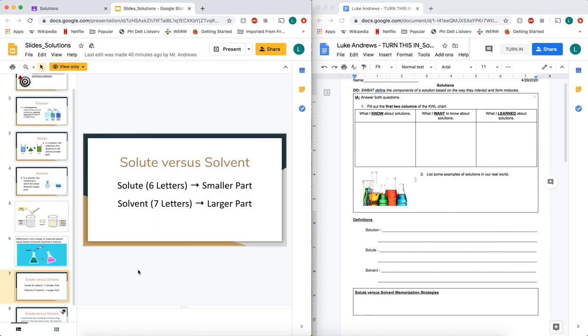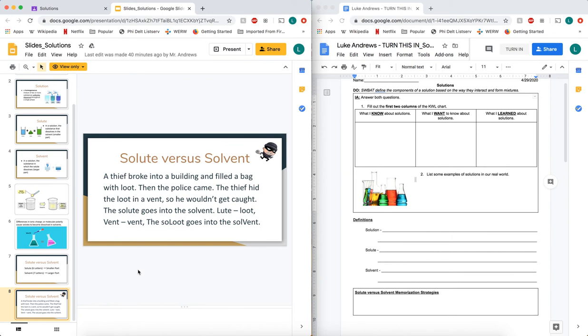It can be difficult to remember solute versus solvent, like which is which. So solute is a shorter word, only 6 letters, it's the smaller part. Solvent, longer word, it's the larger part. So that's a quick and easy one.